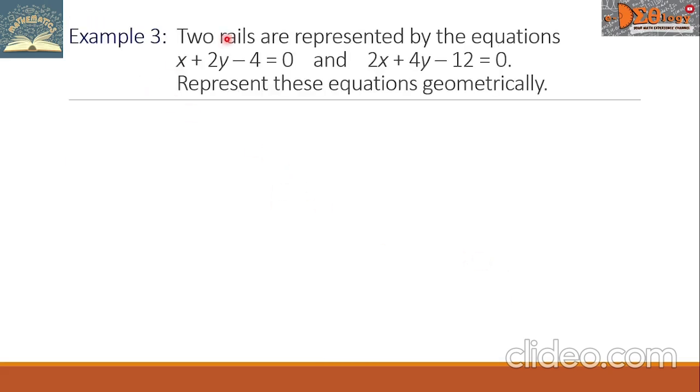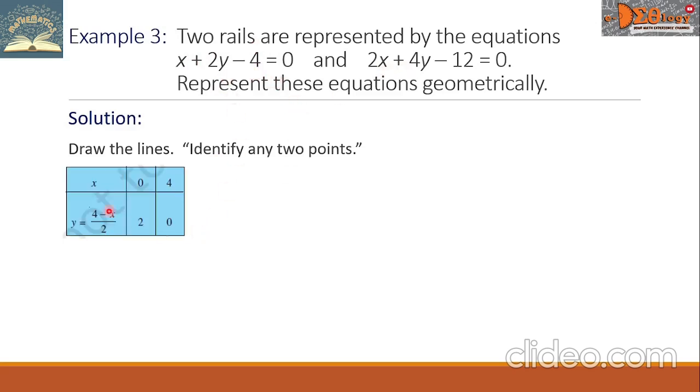Example 3. 2 rails are represented by the equations x plus 2y minus 4 equals 0 and 2x plus 4y minus 12 equals 0. Represent these equations geometrically. Let us draw the lines. Again, let us identify any 2 points of the lines.